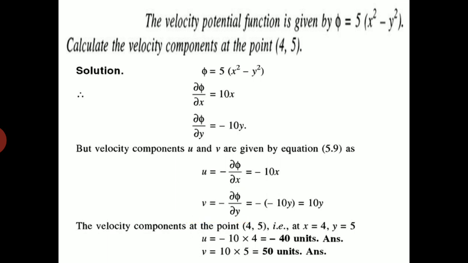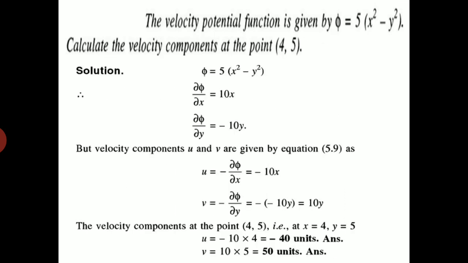We have calculated ∂φ/∂x, so u is equal to minus ∂φ/∂x, which is minus 10x, and v is equal to minus ∂φ/∂y, which is 10y. In the numerical, we have to find out at the point 4 comma 5, that is at x is equal to 4 and y is equal to 5. Therefore, substituting x is equal to 4 and y is equal to 5 in the above equations for u and v, we get u is equal to minus 40 and v is equal to 50.